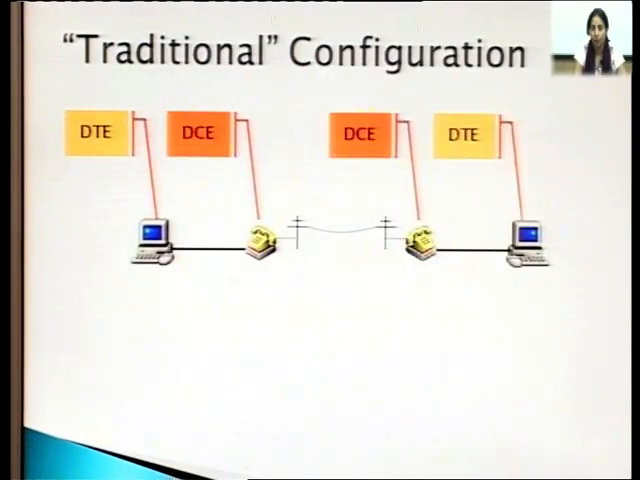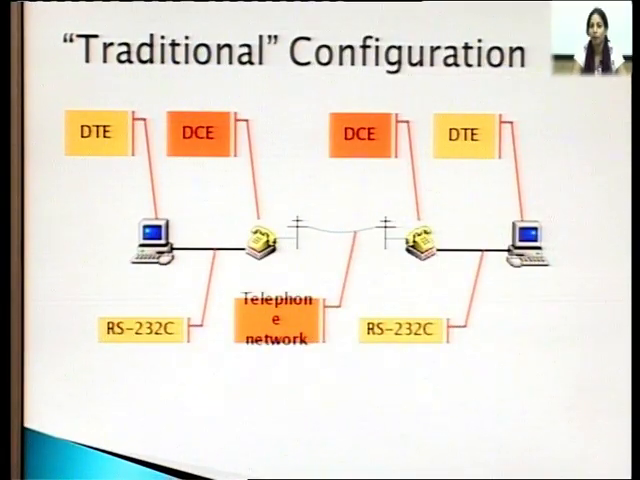So this is the traditional configuration of DTE and DCE. Here we have the DTE as a computer and the DCE as your telephone, or you can say modem. Between DTE and DCE you have the RS-232 interface at both ends, and for connecting the two DCE equipments you have the telephone network. So this is the importance of the serial interface between your DTE and DCE, that is, the RS-232C standard interface.